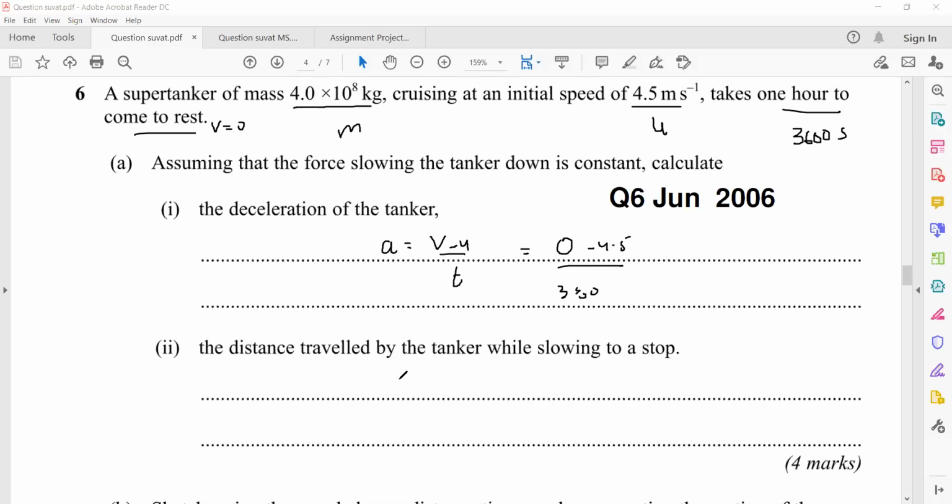The distance traveled. So the distance traveled, using the equation of motion 2as is equal to v squared minus u squared. So we have the acceleration from the last part. We can use that acceleration. Final velocity is 0 and initial velocity is 4.5 squared. So we can find the distance traveled by substituting the values.